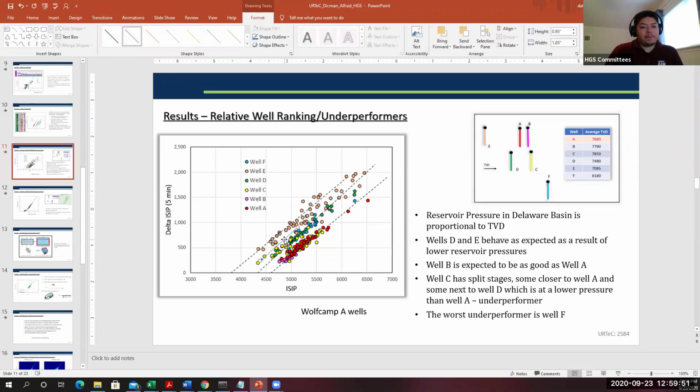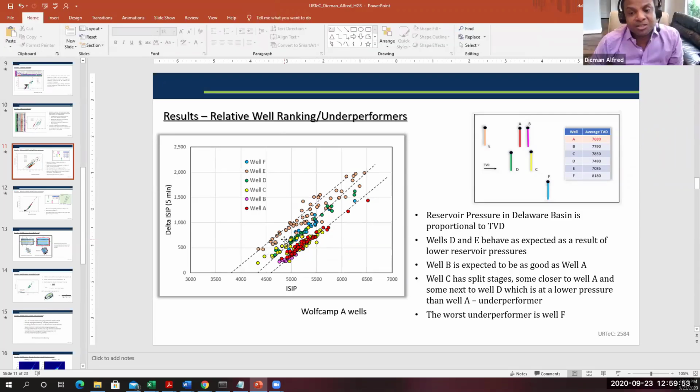Again, it's very independent of any kind of completion. It doesn't depend on what completion design. All that matters is where these points fall. And I've had a chance to look at the Eagleford as well as some Bone Spring wells. It all works. It's still holding well.